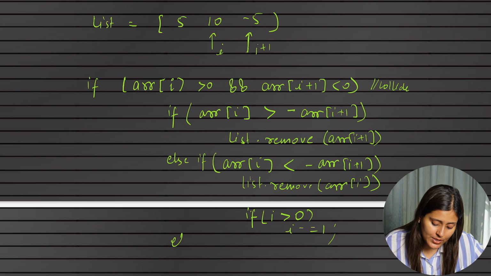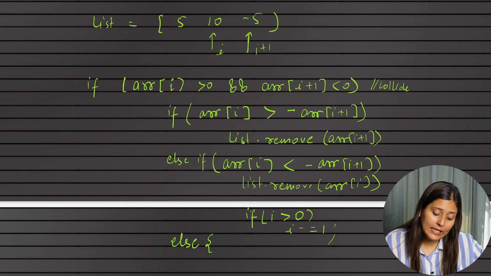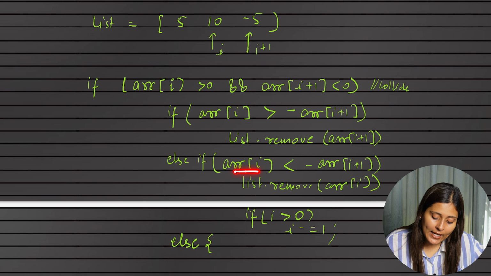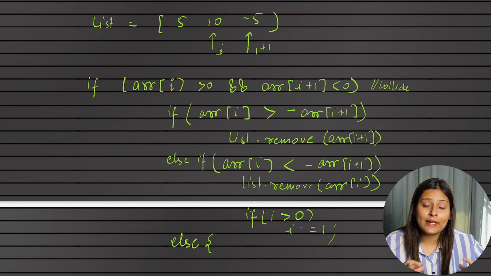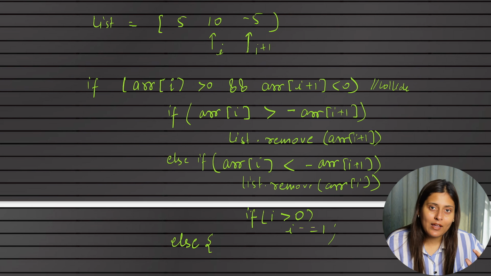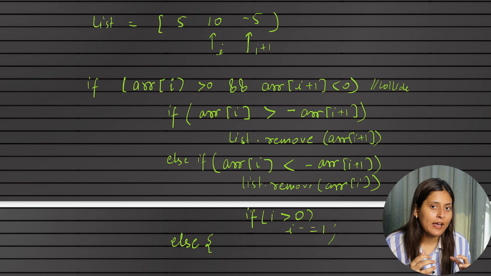Now the very third condition is the else case you will mention. So definitely it shows that array of I and array of I plus 1 are of opposite sign but having the same value, so both will vanish.